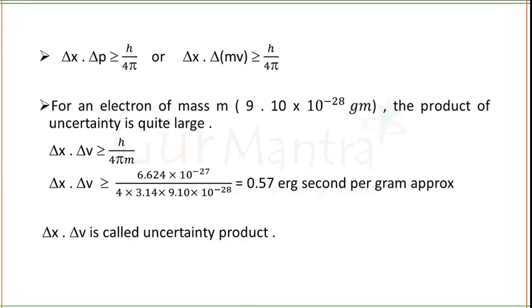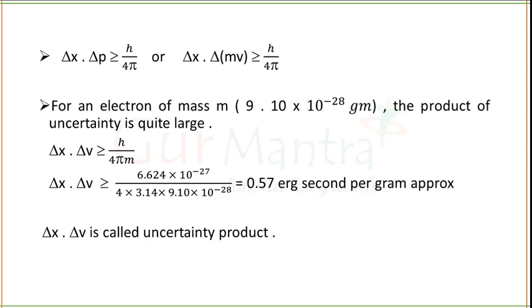Heisenberg gave the clear relationship between position and momentum, which is Δx·Δp must be greater than or equal to h/4π, where Δx is position and Δp is momentum. When we put the value of Δp as Δmv, we get the formula as Δx·Δmv must be equal to or greater than h/4π.